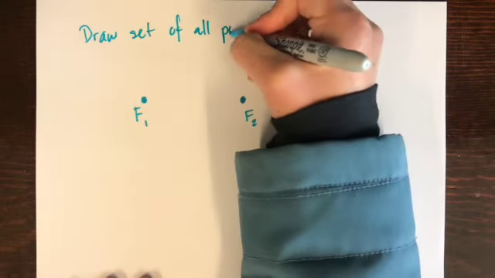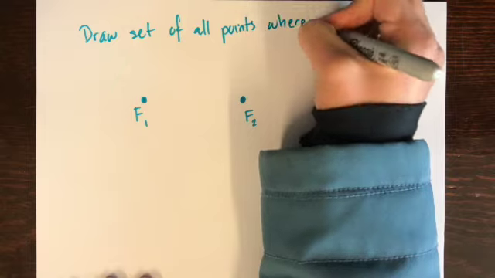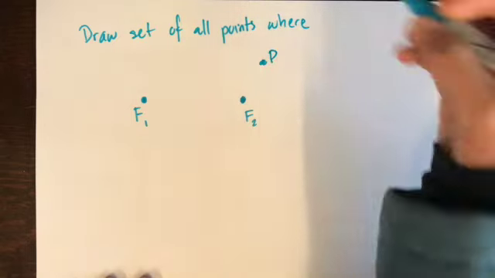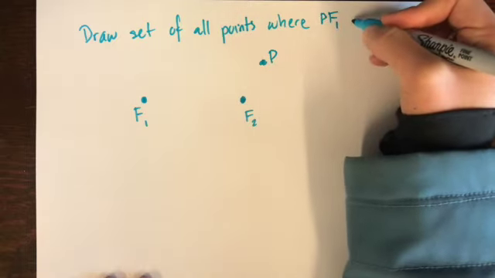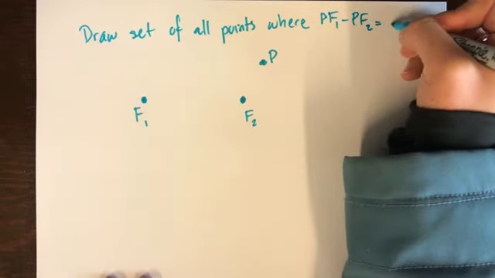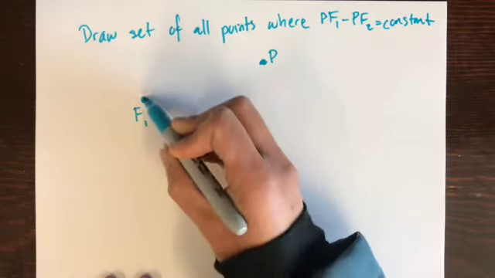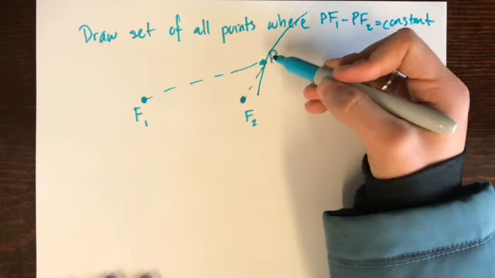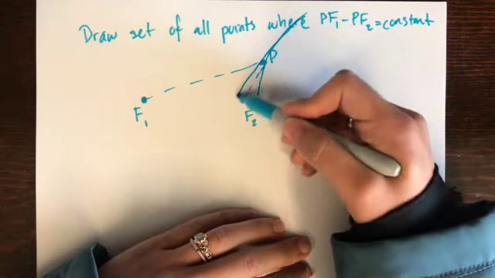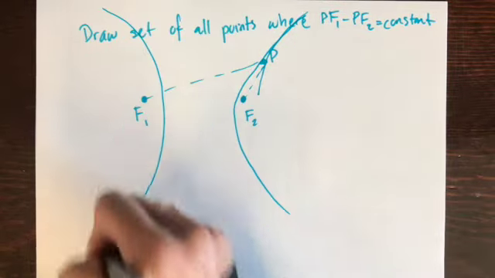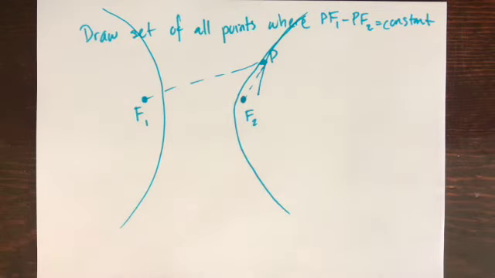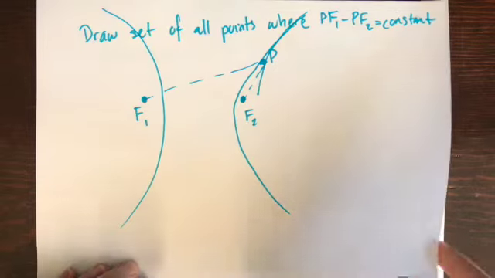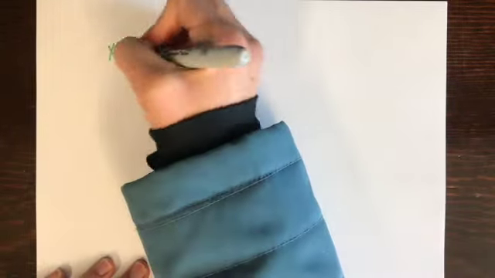So if we wanted to draw the set of all points, let's say we have these two foci, right? Let's draw the set of all points where PF1 minus PF2 is a constant. Notice this is very similar to the way that we defined ellipses, except that for ellipses the sum of PF1 and PF2 is a constant. In this case, it's their difference that is a constant. We get this shape that looks like a double parabola going in both directions.